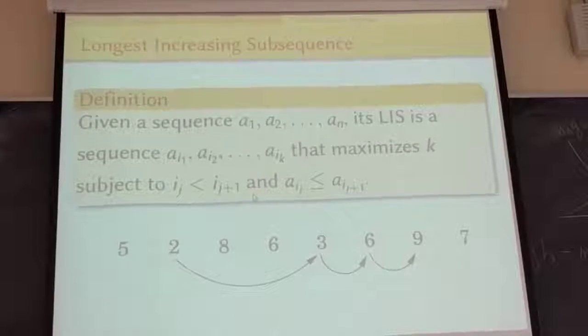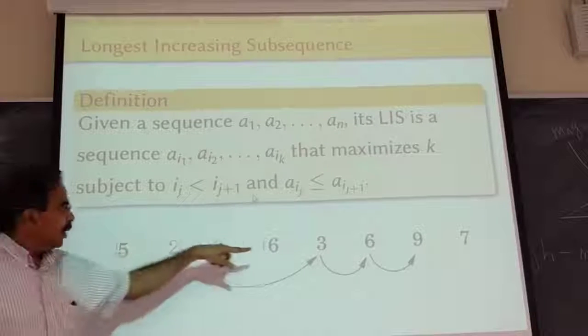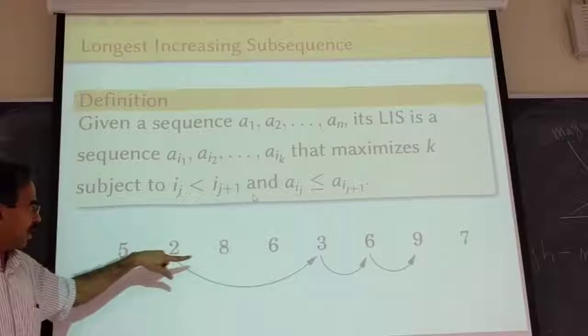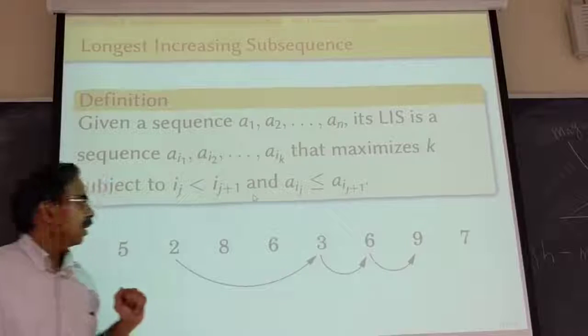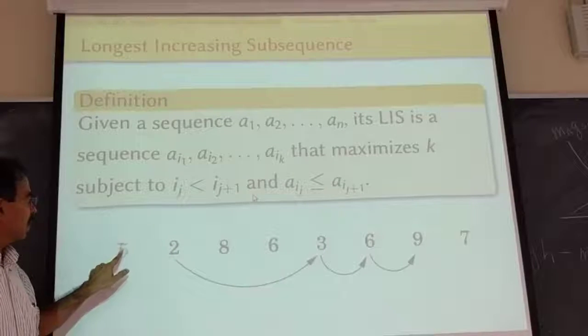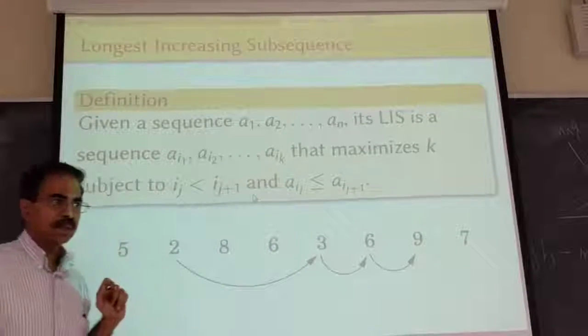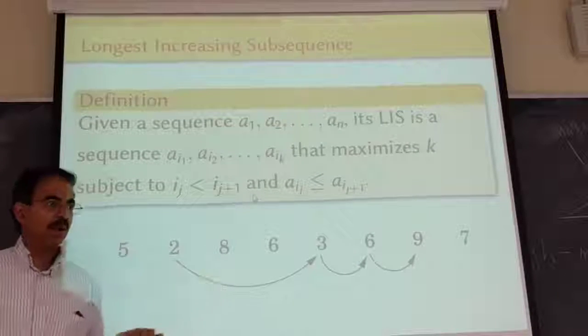So this problem is called longest increasing subsequence. You are given a sequence like this, and you want to identify a subsequence. So what is a subsequence? It's a subset of the elements here, but taken in order. For instance, 2, 3, 6, 9 is a subsequence. 5 is a subsequence, 5, 2 is a subsequence, 5, 2, 6 is a subsequence. But 5, 8, 2 is not a subsequence because you're not going in order.